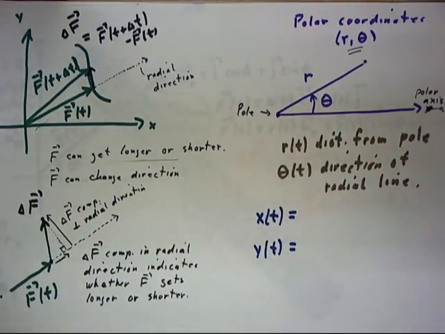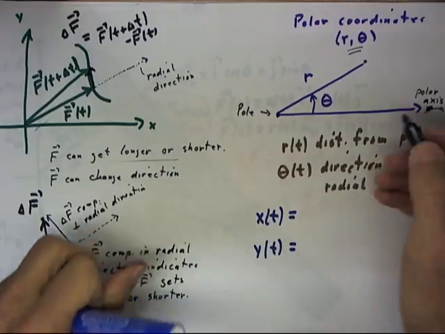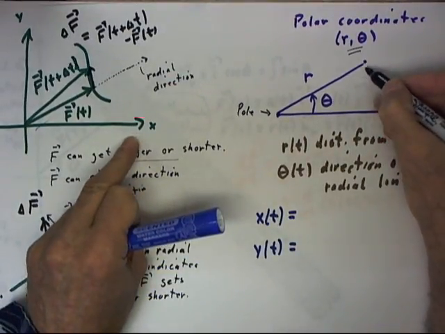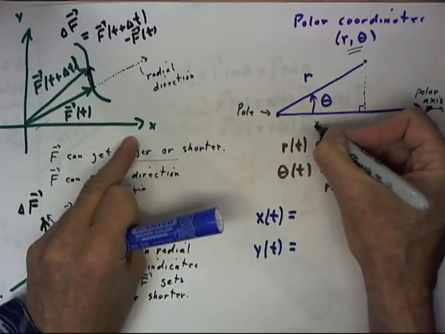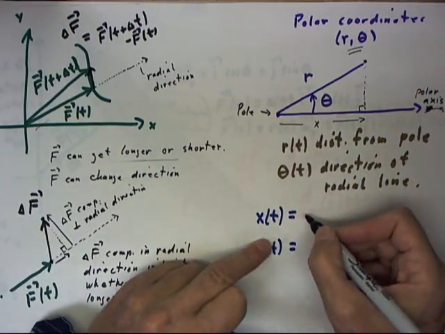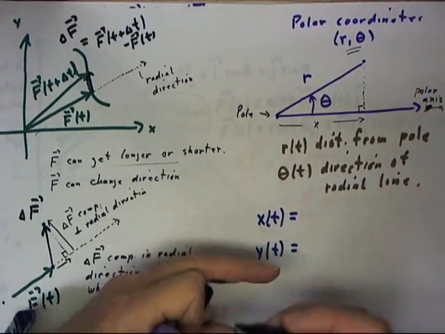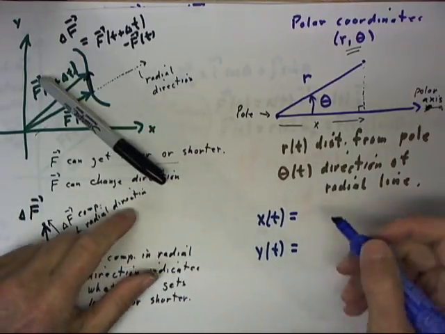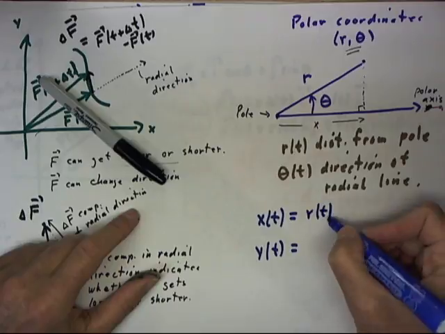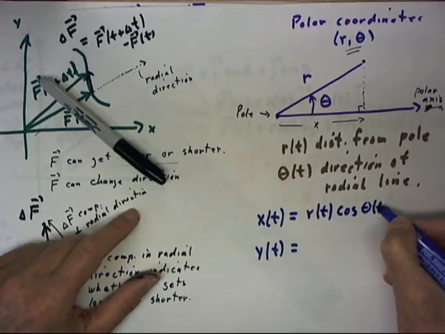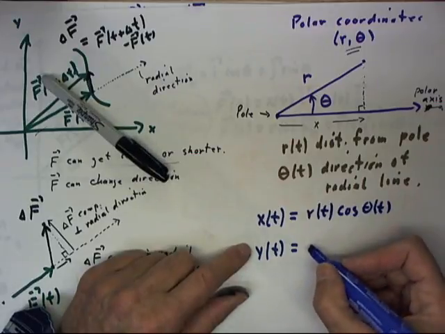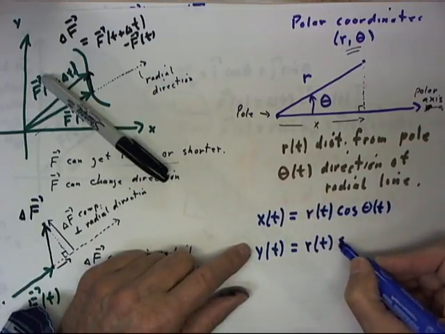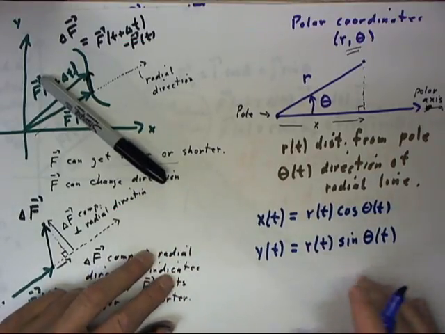Now, x of t is pretty easily seen to be just, if the polar axis is identified with the x-axis, we can project down here at a right angle, and our x-coordinate will just be this. And x of t, we can see from this triangle, is equal to r of t multiplied by the cosine of theta. Now remember, r and theta are both functions of t, so we're going to write this as r of t cosine theta of t. Y of t, similarly, is found to be r of t times the sine of theta of t. And this should be no surprise to you.